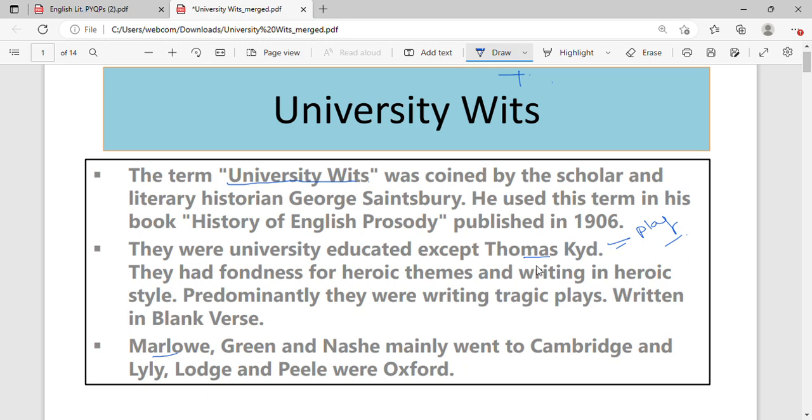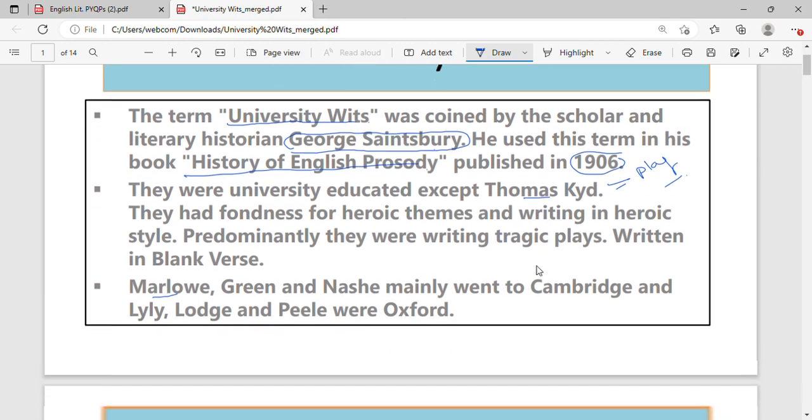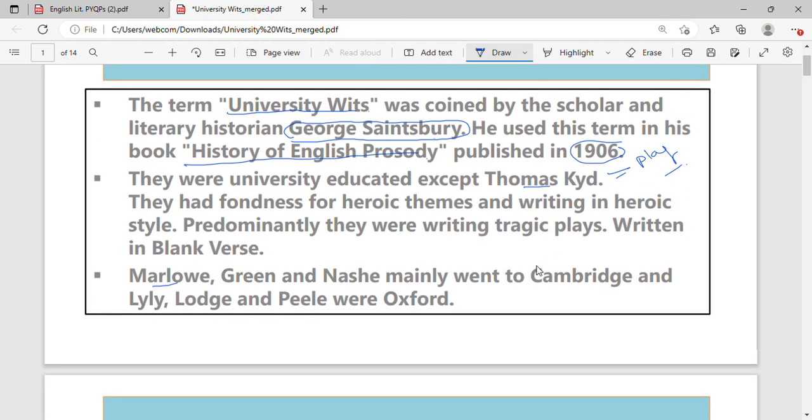So University Wits, this term was coined by George Saintsbury. When these University Wits were there, this term did not exist. It came way later, in the early 20th century, coined by Saintsbury in his book called A History of English Prosody, published in 1906. Right? The dates are quite important these days, so you have to remember the dates as well. And how to remember your dates? By writing them again and again.